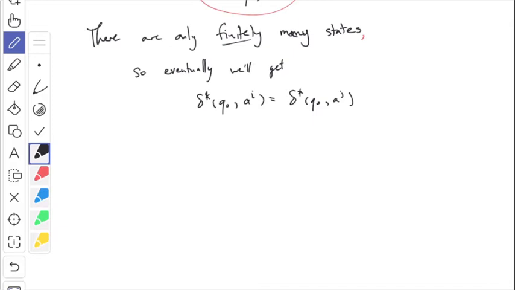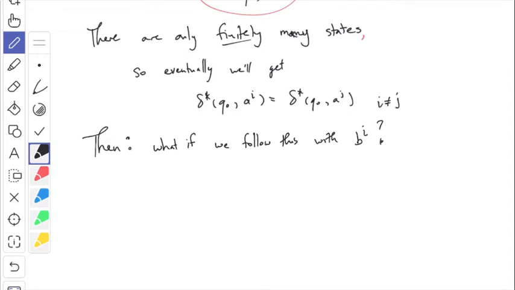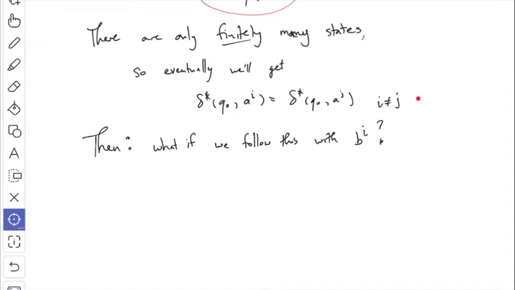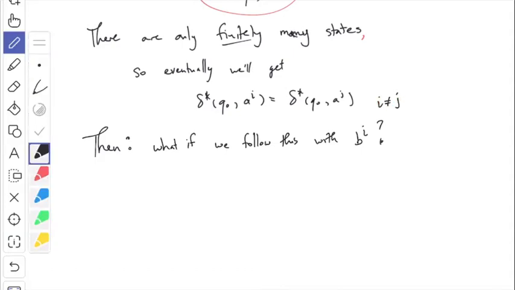Okay, but then, what if we follow this with B to the I, all right? For emphasis, I'm saying this must be true when I is not J, right? There have to be two different powers of A which land you at the same state. I and J are different. Then, what if we were to follow this with B^I?